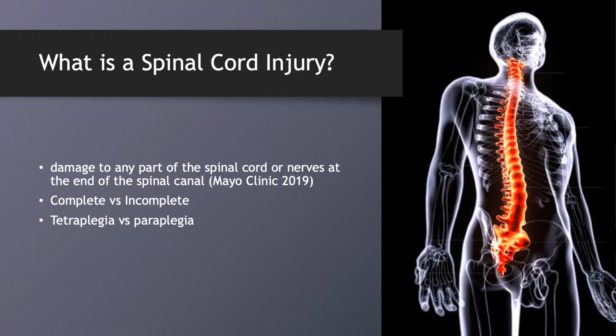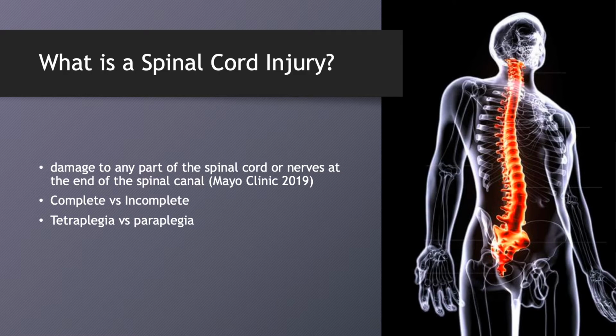A spinal cord injury is defined as damage to any part of the spinal cord or nerves at the end of the spinal canal. Getting into the types of spinal cord injuries, there is complete versus incomplete, and tetraplegia versus paraplegia.